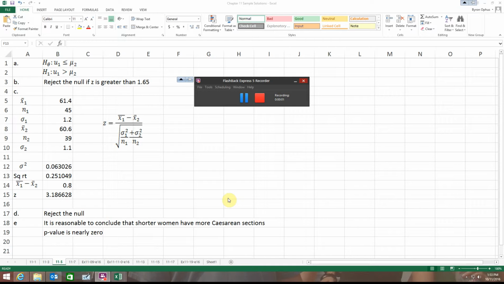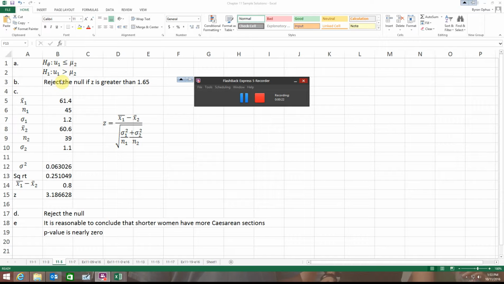So 11.6 and 11.5, I think here the math's pretty much the same, but we're just looking at maybe some nuances in how we express the hypotheses. If you read 5, it says women's height is a suspected factor for difficult deliveries. That's shorter women are more likely to have cesarean sections.